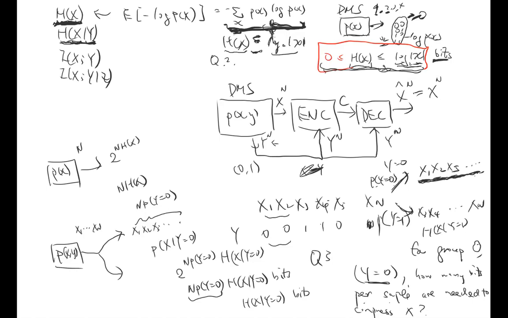So the average number of bits to store this will just be the weighted sum: H(X|Y=0) times P(Y=0) plus H(X|Y=1) times P(Y=1).